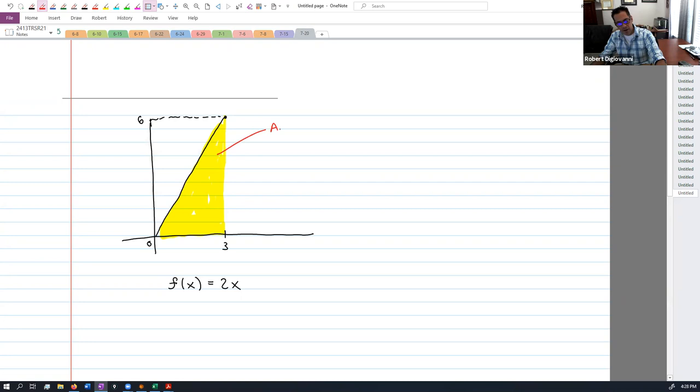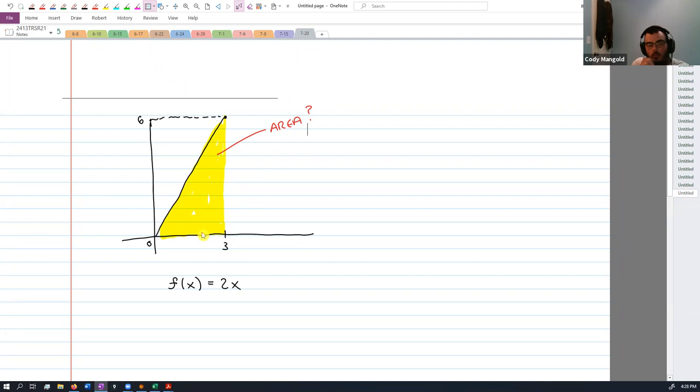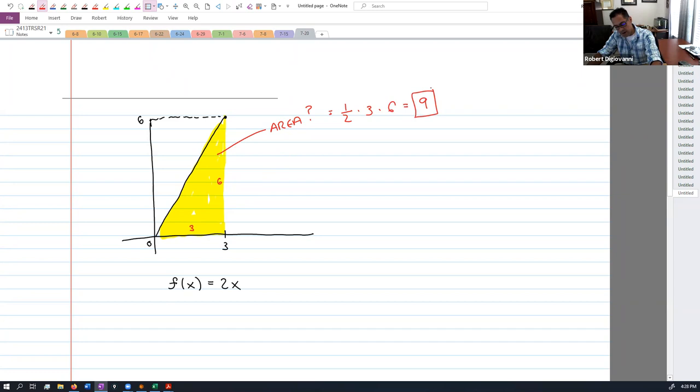Now, can you tell me the area of this triangle with no calculus at all? Do you know the base? Yeah, we got the base and the height. So the base is 3. The height is what? 6. The area should be 1/2 the base times the height. So that should be 9, right? Do y'all agree that's 9?